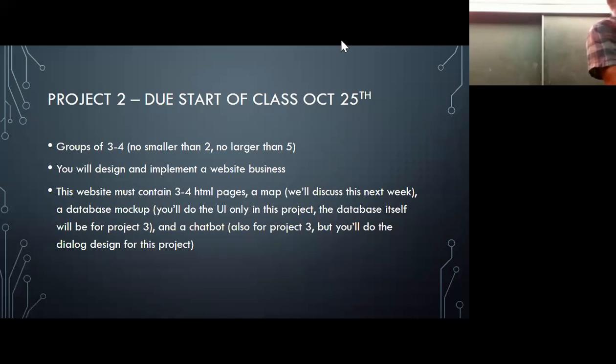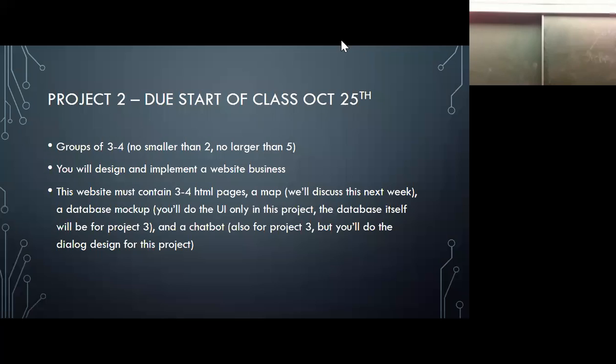So since part of the evaluation of this is how you're doing collaboration in GitHub, how you're doing collaboration across the business ideas, it really does need to be in a group. I've let a group of 5 happen before, but that's really getting too big. So groups of 3 or 4 are really the preferred size on this. So the core of it is that you'll be designing and implementing a website business.